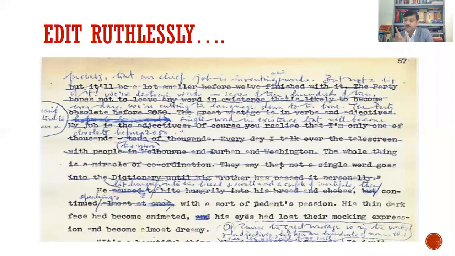So please do follow this step. It is very important for all researchers. Edit ruthlessly and do editing and proofreading. That is very important.